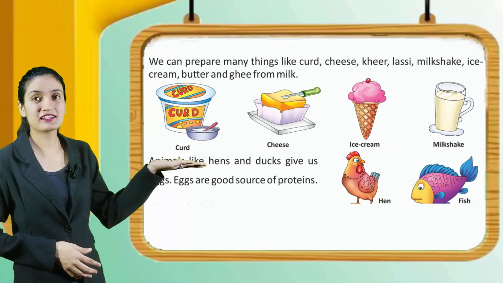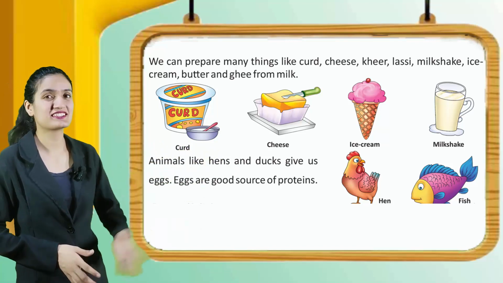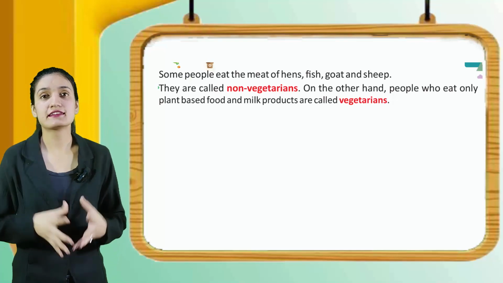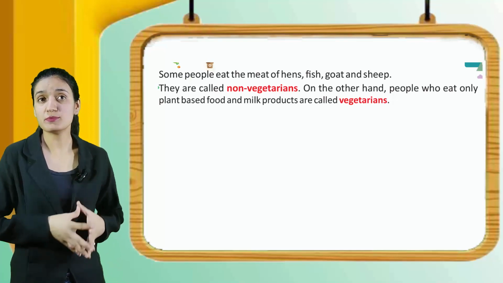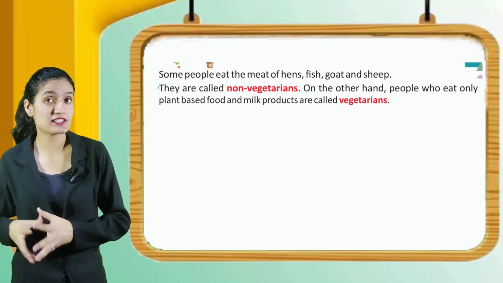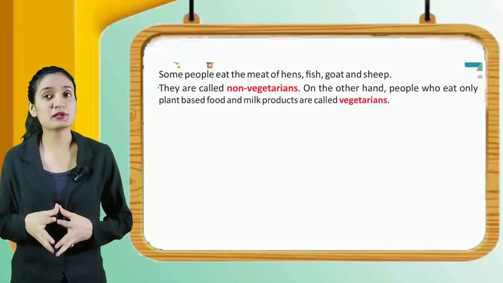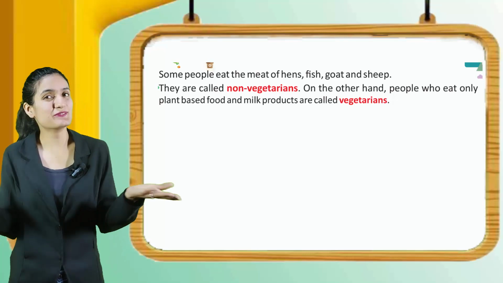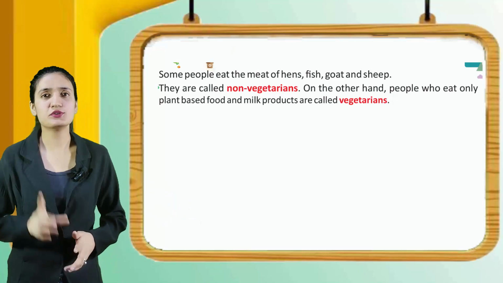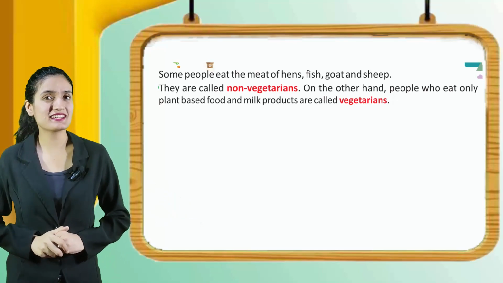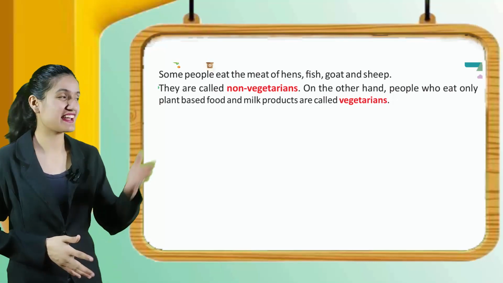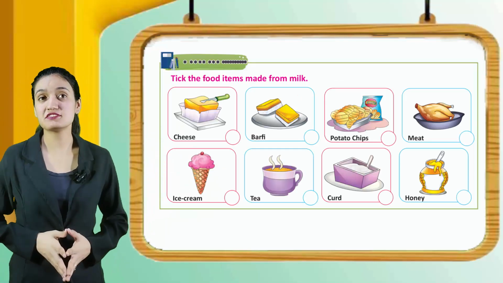Kids, do you see the hen and fish? Some people eat the meat of hens, fish, goat and sheep. They are called non-vegetarians. On the other hand, people who eat only plant-based food and milk products are called vegetarians. So kids, are you a non-vegetarian or a vegetarian? Tell me.